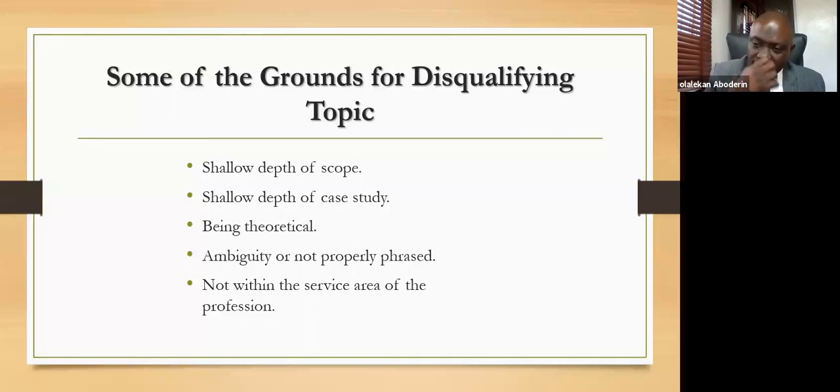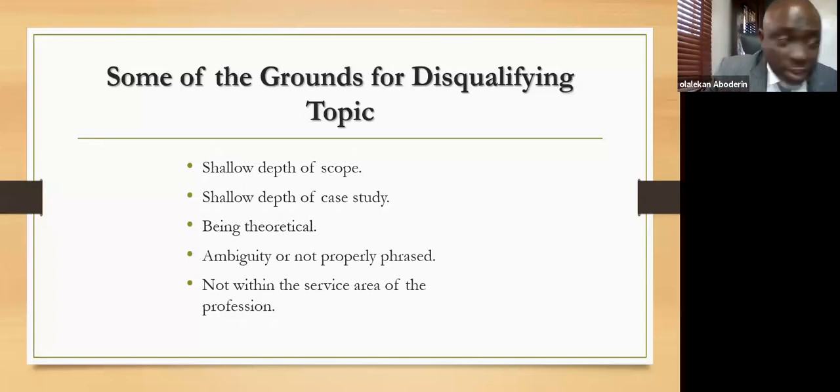If it is not within the service area of the profession, I had a candidate some time ago, one of our participants at Race Academy, a fellow of ICAN. He wanted to write, and on about six different occasions he was writing on taxes and so on. So everything was more accounting than real estate services. So these are part of the examples. It has to fall within.